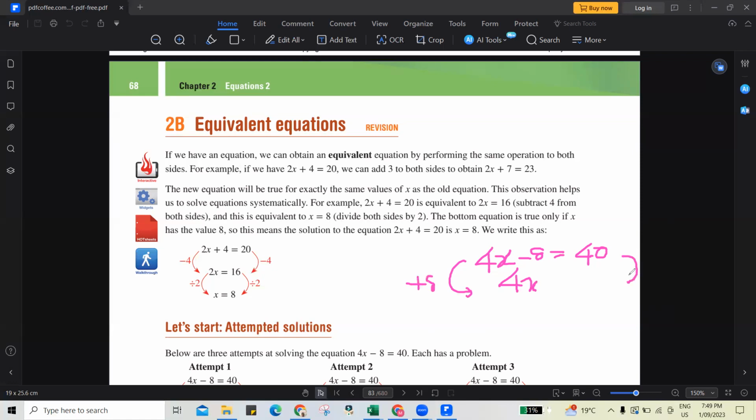Plus 8 and then 4x equals 48. And the next one, it's divided by 4, not 8. X equals 48 divided by 4. Right? It's 12.